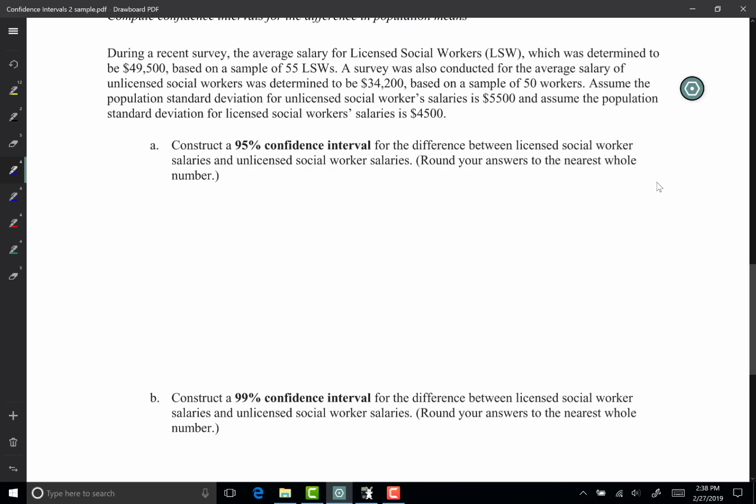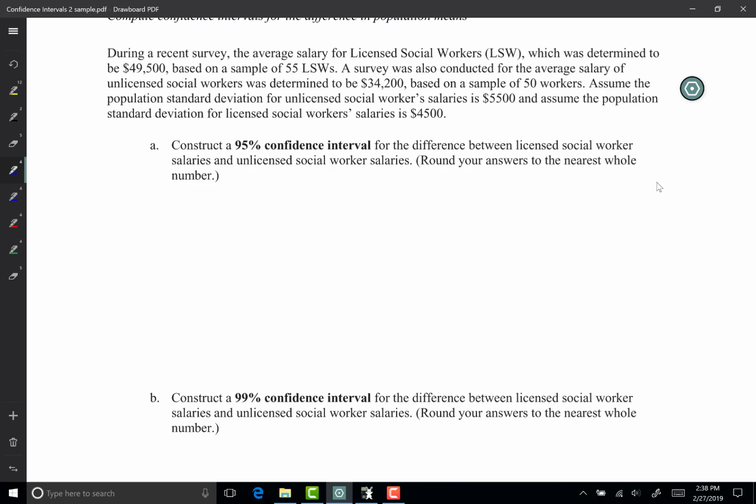During a recent survey, the average salary for licensed social workers was determined to be $49,500 based on a sample of 55 licensed social workers. A survey was also conducted for unlicensed social workers, and the average salary was determined to be $34,200 based on a sample of 50 workers. Assume the population standard deviation for unlicensed workers is 5,500 and for licensed workers is 4,500. We're going to construct a 95% confidence interval for the difference between licensed and unlicensed social workers.